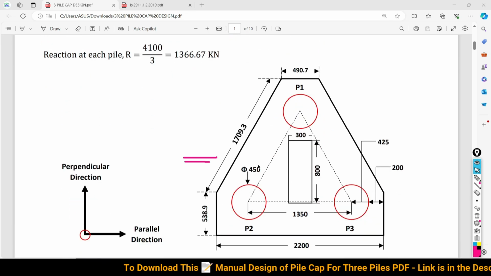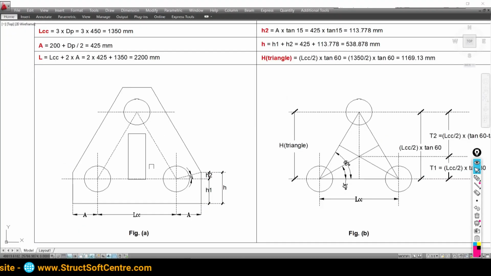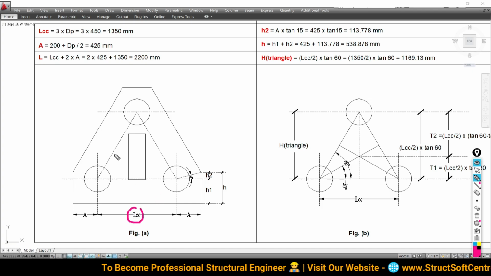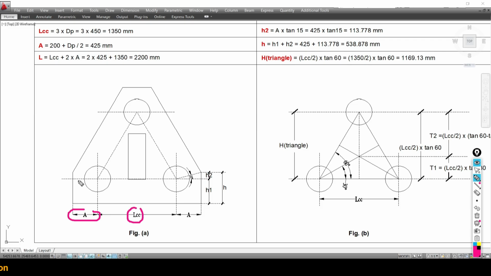Now after all of this, the next very important point is to find out the geometry of this pile cap, because it is a pentagon. So we have to find out the geometry of this pile cap, and for that reason I would like to take the drawing, and one by one we will find all the edge dimensions of this pile cap. First, the center to center distance between the two piles, we already calculated as 3 times the diameter of the pile, so it becomes 1350 mm. Now the effective edge distance, which we also calculated as 200 clear edge distance plus diameter of pile divided by 2, gives us 425 mm.